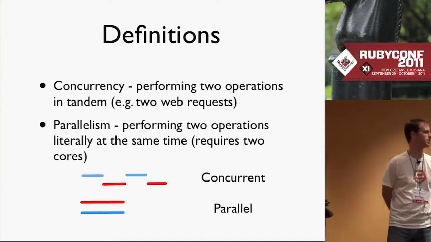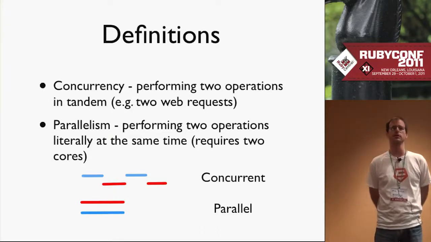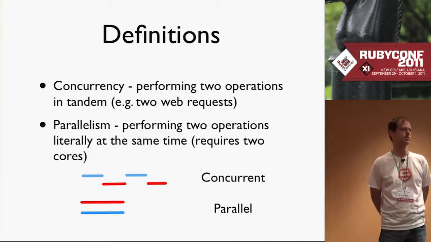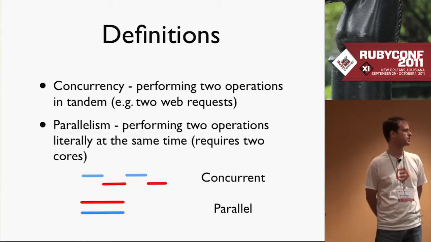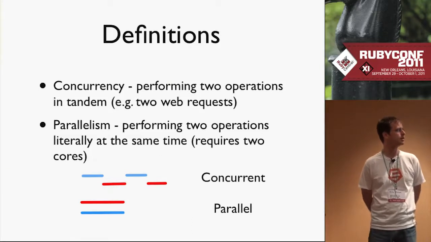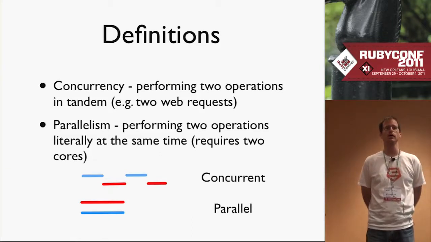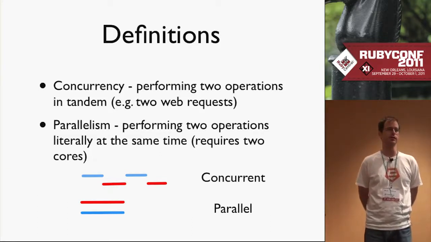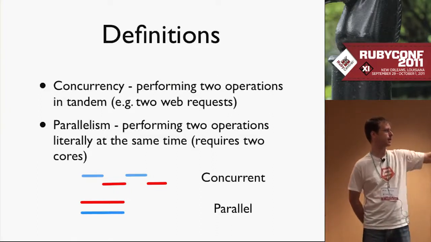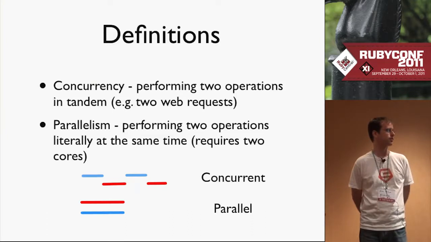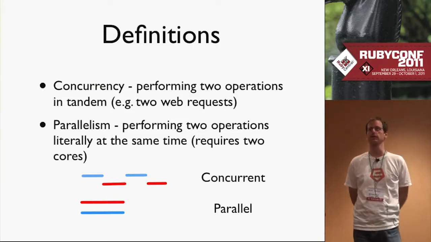Two definitions I want to make sure everyone understands is the difference between concurrency and parallelism. Concurrency is just being able to do two operations at the same time, or in tandem, I should say. Parallelism actually requires two CPU cores because you're doing two things exactly at the same time. As you can see there, the blue and the red are two different operations. In both cases, they're happening concurrently, but only in the bottom case are they actually truly being done in parallel.